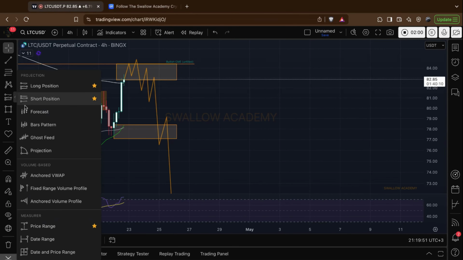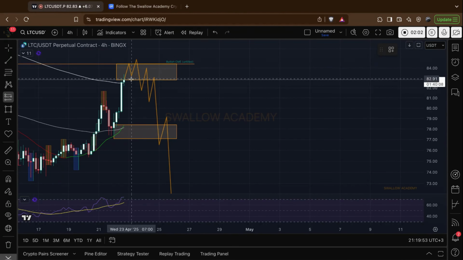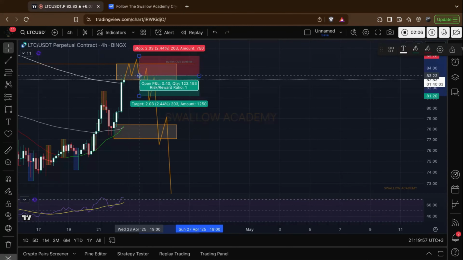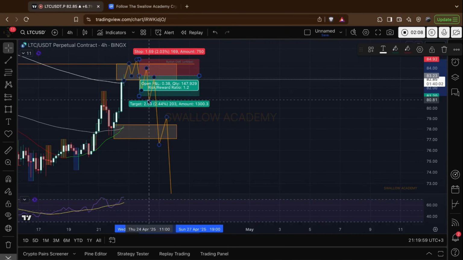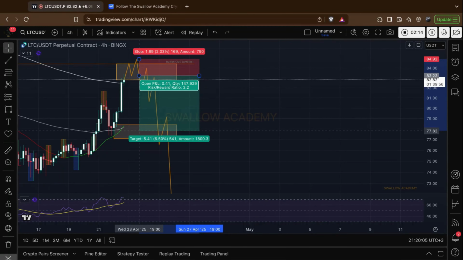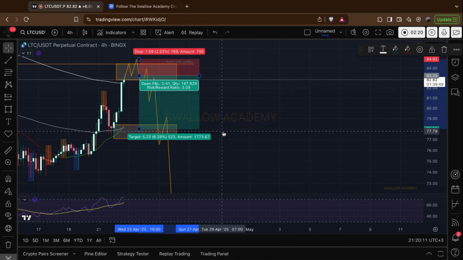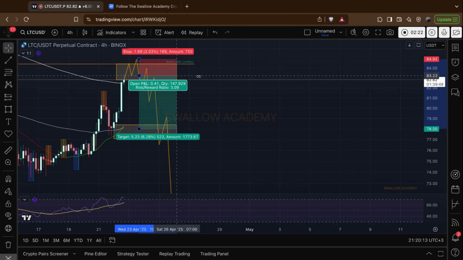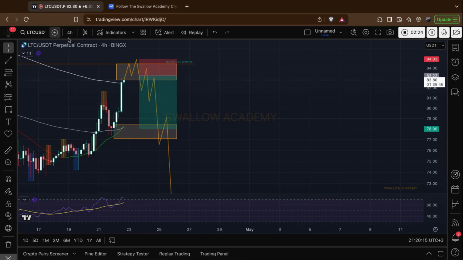So the trading setup would be a short once we form the first market structure break, with the stop loss here and the target here, in between, it doesn't matter, but mostly $78, maybe $77. So the risk and reward ratio would be about 1 to 3, and this trading setup would be pretty valid.